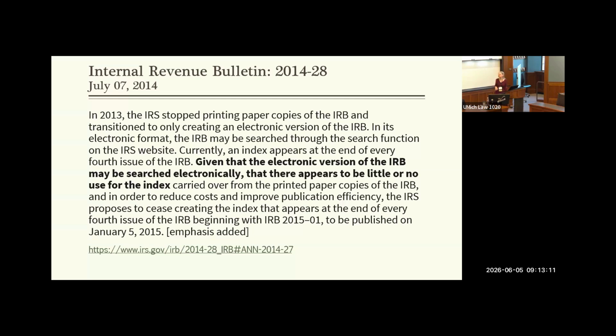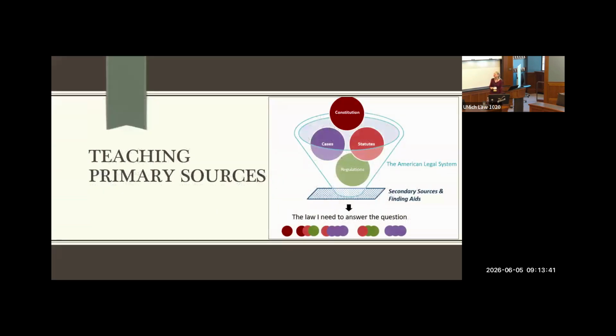They're announcing that since they're digitizing the Internal Revenue Bulletin, it used to come out six months at a time, and now it's online, you just get all of it. And given that the electronic version can be searched electronically, there's no reason for an index, so we're going to stop creating it. Broke my heart, because everybody knows if you can search the full text, that's going to give you everything you need, and you don't need any other index or finding tool. Sorry, I'm being sarcastic. So let's talk about some specific sources.